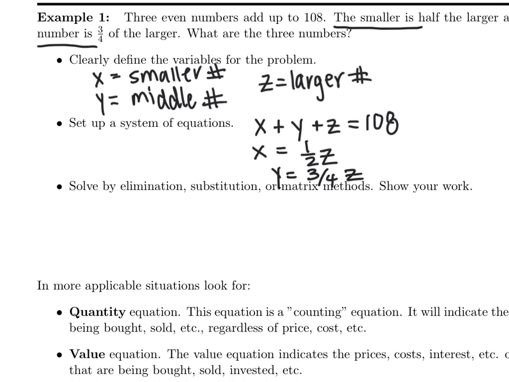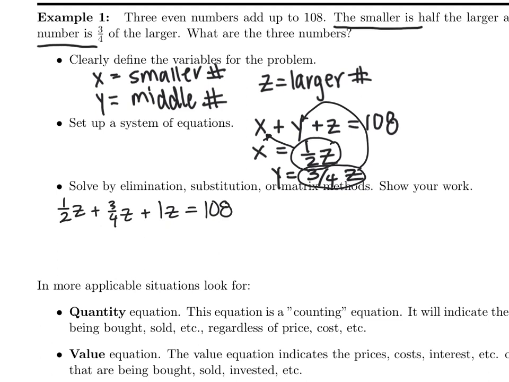So this question is kind of nice because if you look, x is equal to an equation that has a z in it, y is equal to an equation with a z. So what we can do is take this 1/2 z, plug that in for x, take this 3/4 z, plug that in for y. So half z plus 3/4 z plus 1z equals 108. So I'm going to combine like terms. I'm going to add a half plus 3/4 plus 1, which I'm assuming you're using your calculators, is 2.25z, which equals 108.